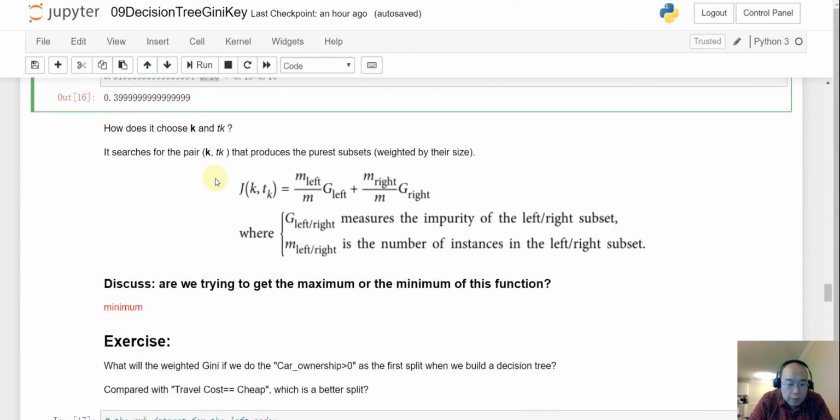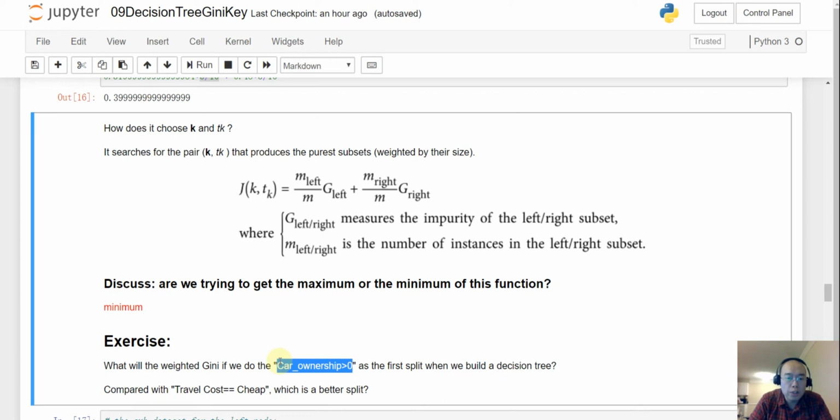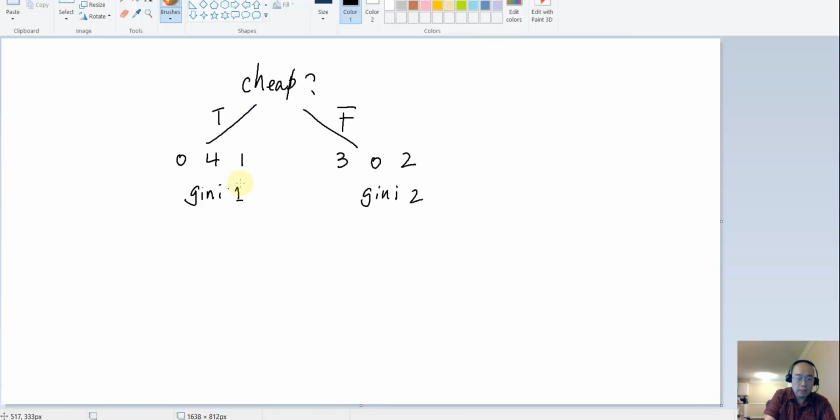Okay, so this is the next part. I have another exercise for you. How about we do another split? We want to do a car ownership greater than 0. So it will be another split, and we are back at the root again. So car, what was it? It was car greater than 0, and then you want to get the true and false. For each of them, you will get 3 values.